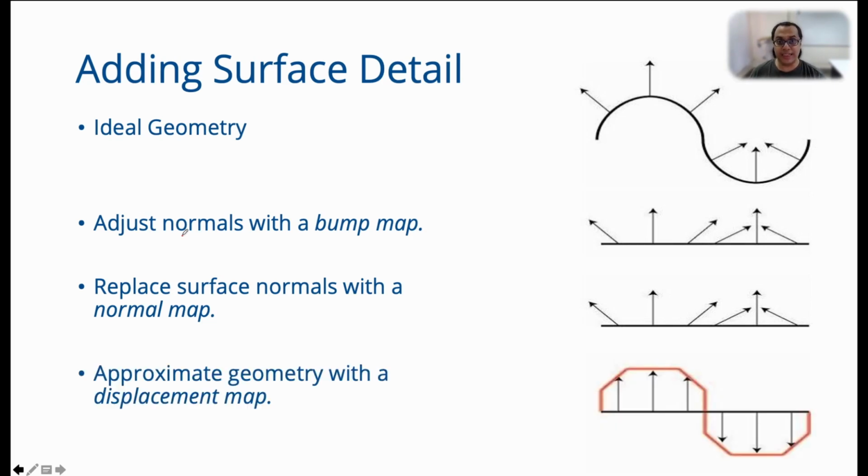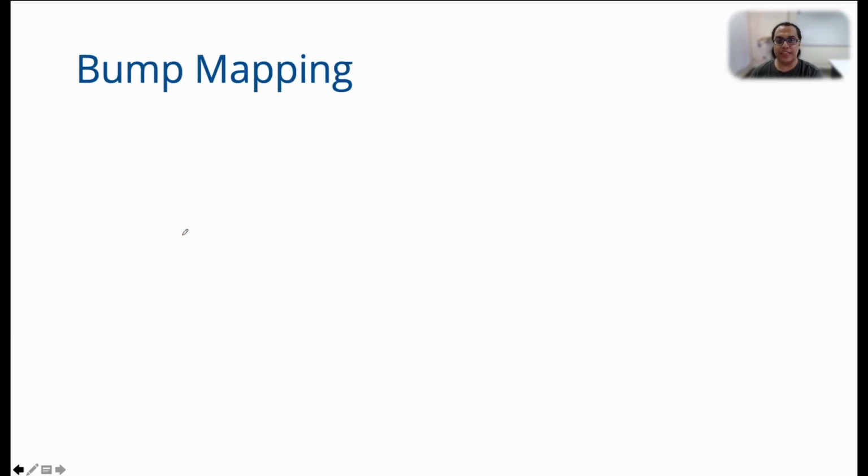The third case that I want to talk about is that you can perturb the vertices of this flat surface, so that the flat surface changes and looks more like the curved surface that you had. And these vertex displacements are what you store in the texture map. Let us look at bump mapping, normal mapping, and displacement mapping in slightly more detail. So we start with bump mapping.